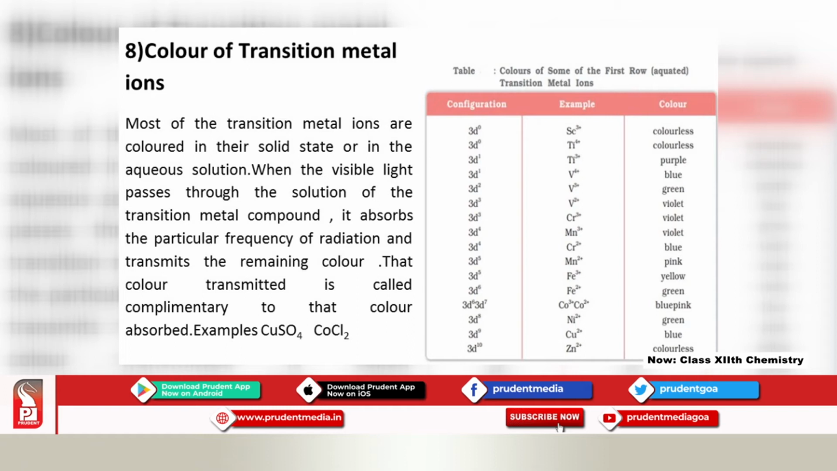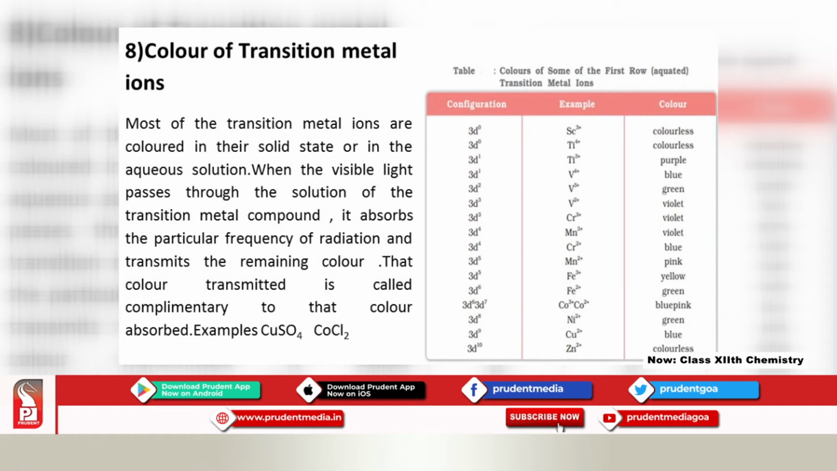Let us see why they show color. When visible light passes through the solution, the transition metal compound absorbs a particular frequency of radiation and transmits the remaining color. The color transmitted is complementary to the color absorbed. Examples are copper sulfate and cobalt chloride. Copper sulfate in the +2 state is blue in color. Look here, scandium is colorless, titanium is colorless, and zinc in +2 state is colorless.